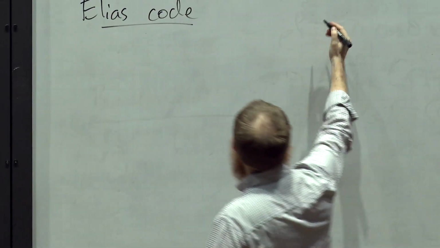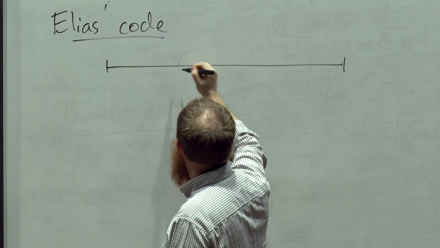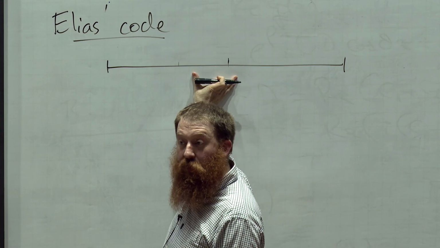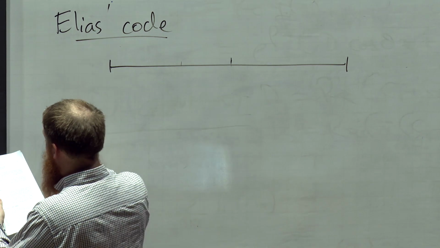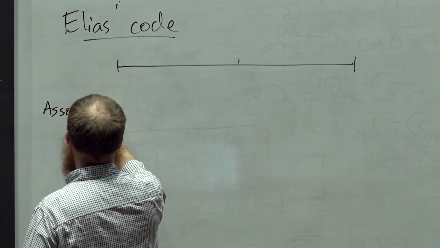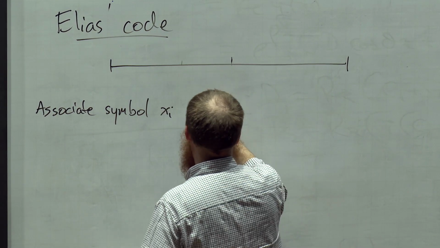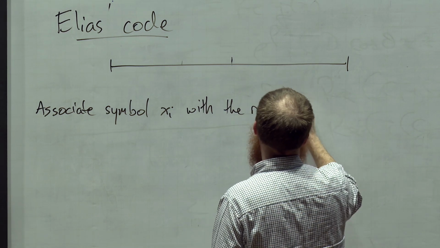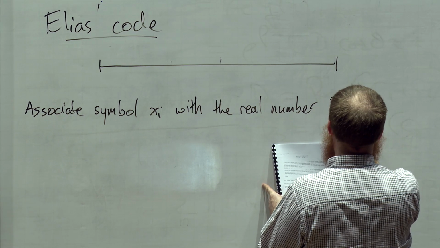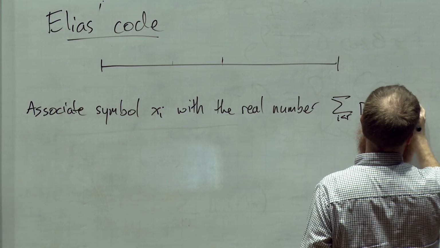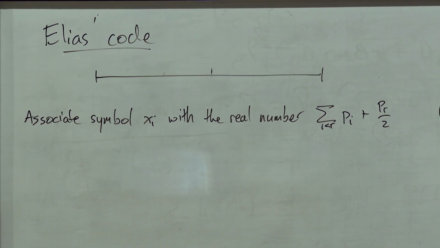Okay, if we remember the Shannon construction, what we have is we take the unit interval and we split this thing up according to intervals with the size of the probability. So in Elias's code, we're going to do the same thing. So associate symbol x_i with the real number R_i = sum over j < i of p_j + p_i/2, with the p_i's unsorted.